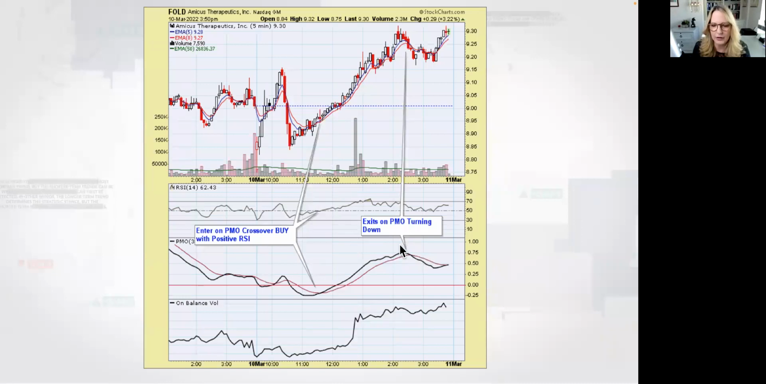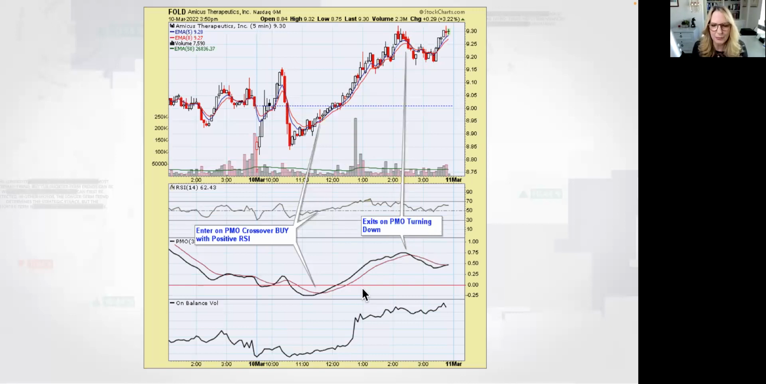Now, if you're exiting, you're waiting, like I said, just for any PMO turning down. You don't have to wait for the crossover, because in this case, if you had waited for the crossover, you would have lost quite a bit on that decline. So that's a way for you to get out on the turn. Obviously, looking at this chart, you could have gotten out at a slightly different time and probably had a little better exit. But in general, that's not what you're looking for. You just need momentum to turn down. I'm usually not that picky when it's time to sell a stock, so I just use the PMO turning for my exits.